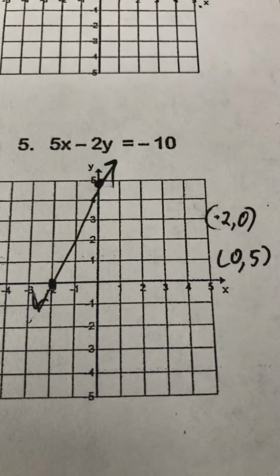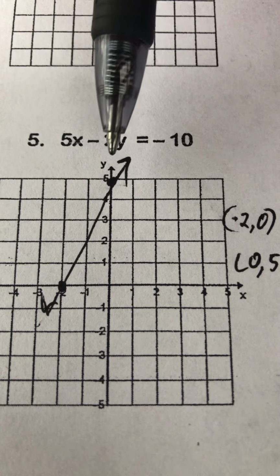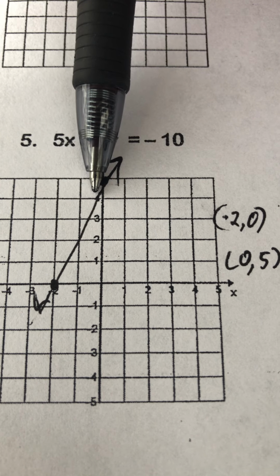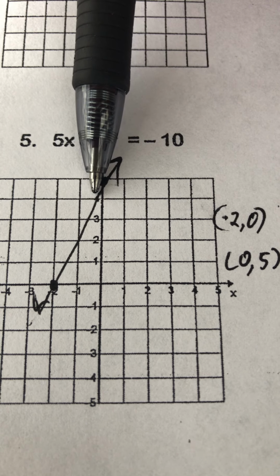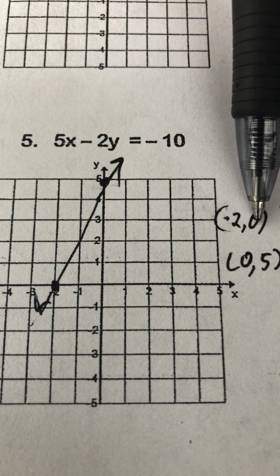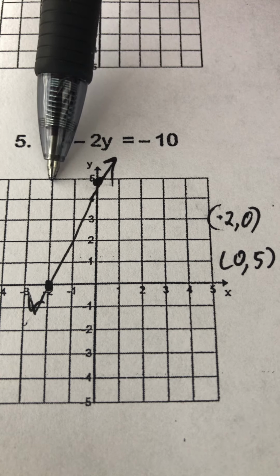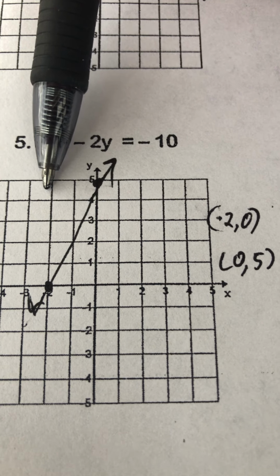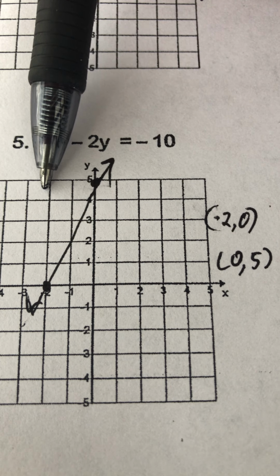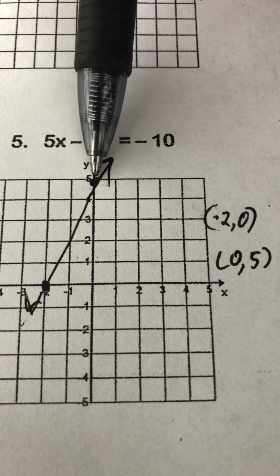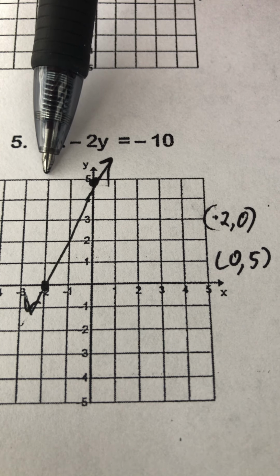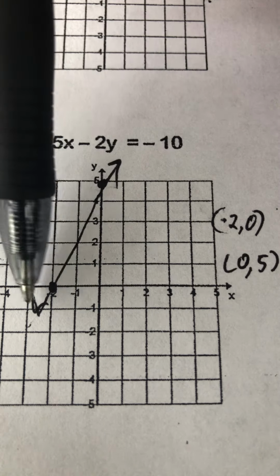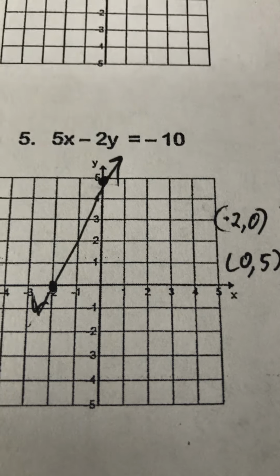For number 5, when Y equals 0, I have 5X equals -10. So -10 divided by 5 is -2, so my X-intercept is -2, 0. For my Y-intercept, my X equals 0, so I have -10 divided by -5, which is 2. So I'm going to have 0, 2 as my Y-intercept. So I mark that, mark this one, connect the dots.